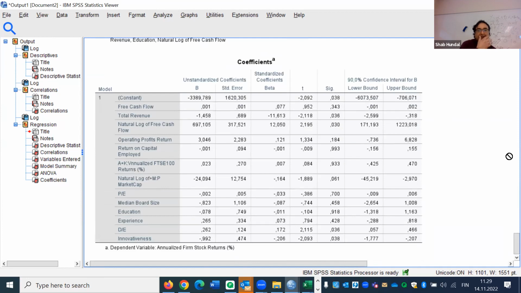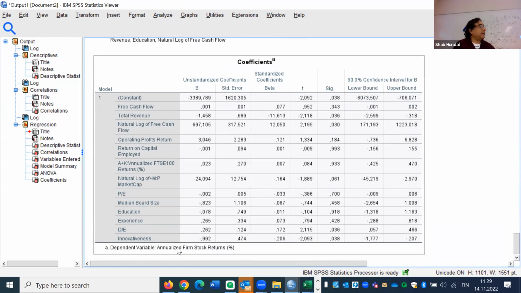The most important thing is that, please pay attention, it's very important. Your Y is annualized firm stock return. And these are the different X, X1, X2, X3. And this is the alpha constant, the intercept term, right?